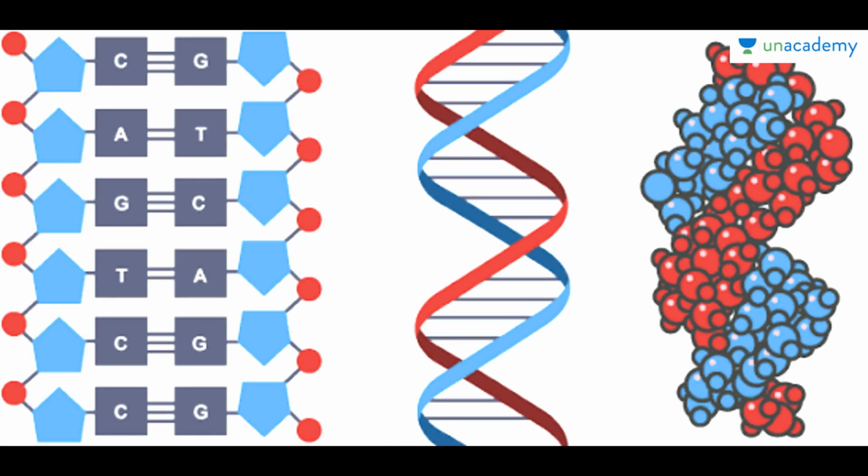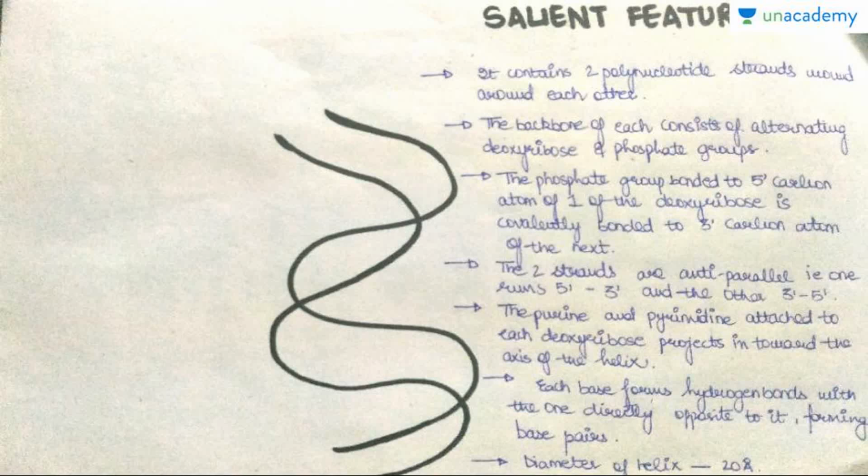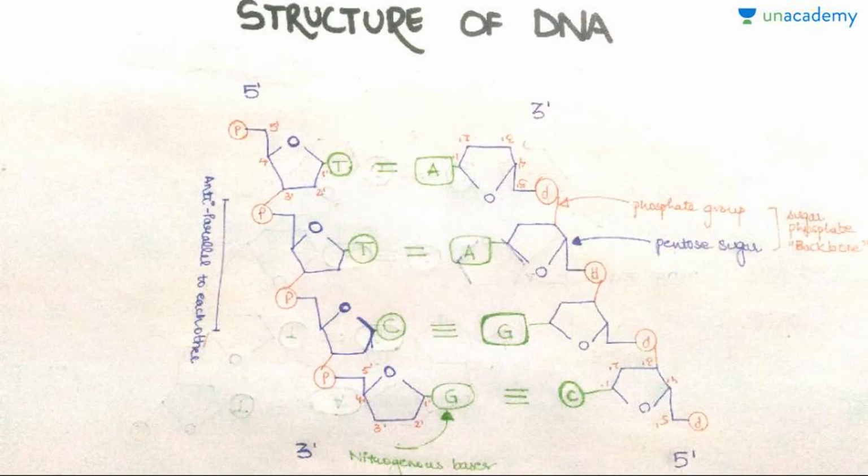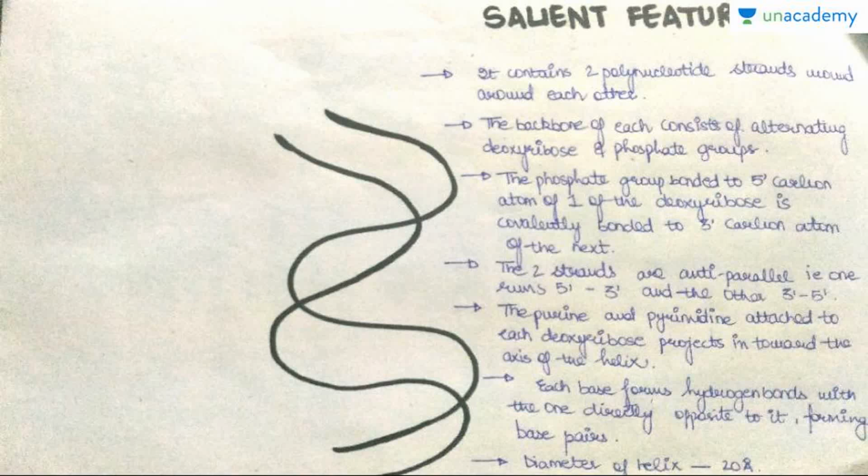as we saw in the previous picture, two polynucleotide strands which are wound around each other. Now the backbone of each consists of alternating deoxyribose and phosphate groups. Pretty clear from the structure that we just did. Now the phosphate group is bonded to the 5' carbon atom of the first deoxyribose, and it's covalently bonded to the 3' carbon atom of the next. We did it here, 5' at this point and 3' at this point. Okay, the two strands are antiparallel, that is, one runs from 5' to 3' and the other one runs from 3' to 5'.